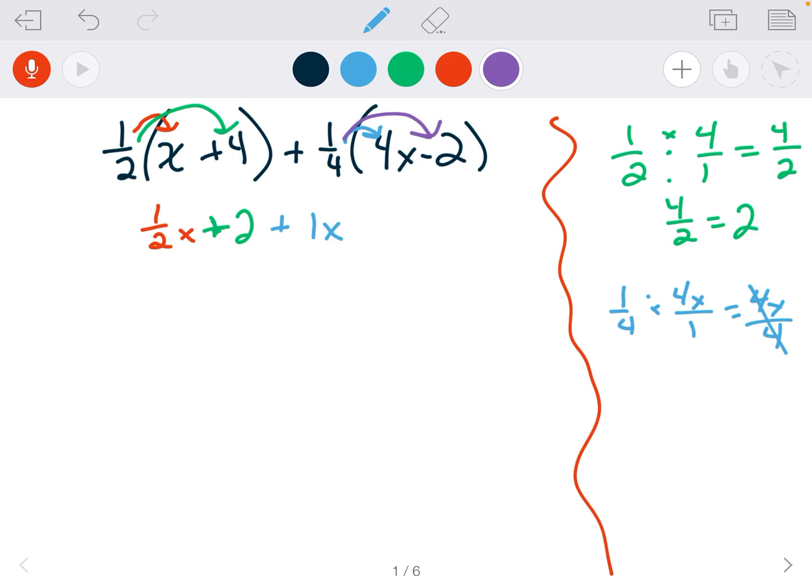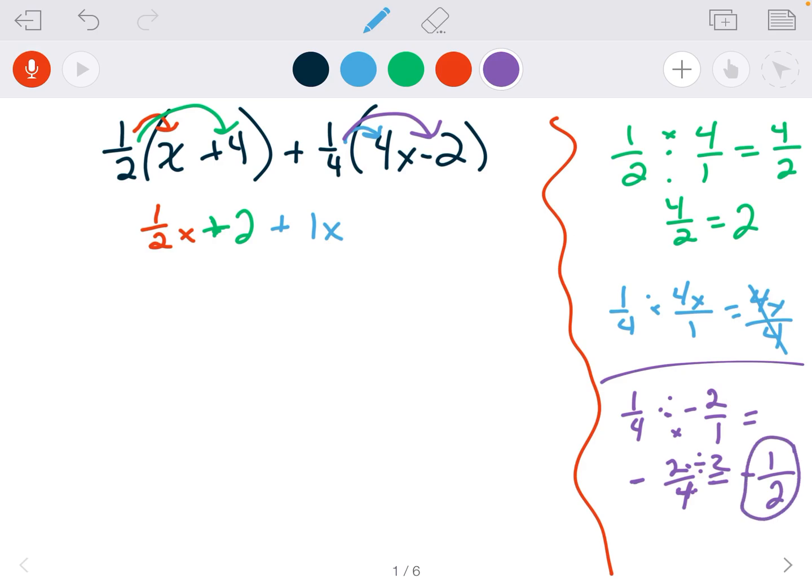And then finally, I'm going to take my 1/4 times my negative 2. So I've got 1/4 times a negative 2 over 1. Anytime I multiply a positive and negative, I have a negative as an answer. So 1 times 2 is 2. 4 times 1 is 4. So negative 2/4 reduces, remember these are both even, so I can divide by 2. So 2 divided by 2 is 1. It reduces to 1/2. 4 divided by 2 is 2. So I have a minus 1/2.